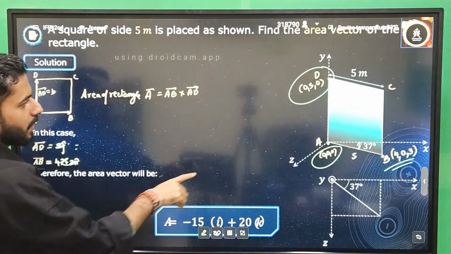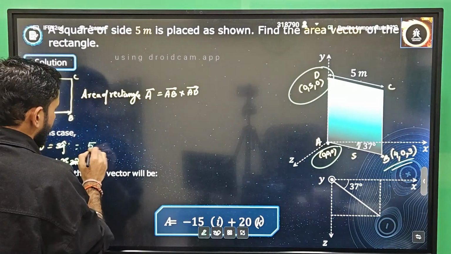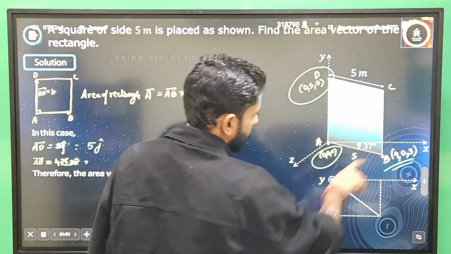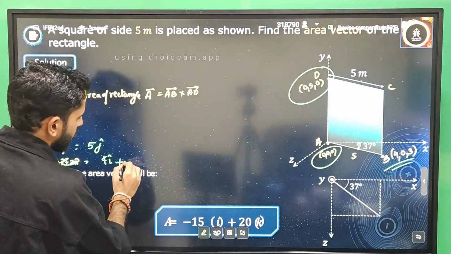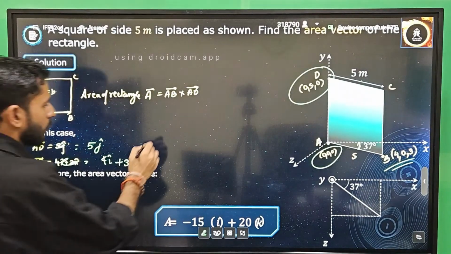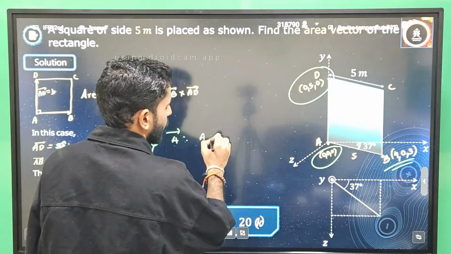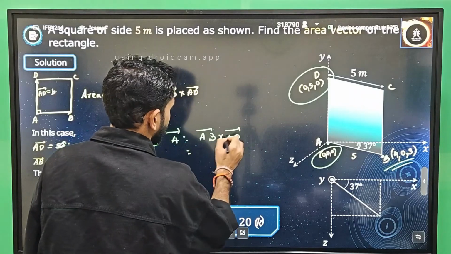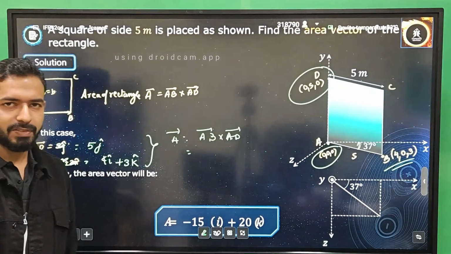For the AD vector, can you say i is 0, k is 0? That means only j cap. That means you will write 5j. What will you write for the AB vector? You will write 4i plus 3k. Now if you have to find this area vector, you will write AB vector cross AD vector. Or alternatively you can do AD cross AB also. Eventually you will get a negative sign, that is also fine.